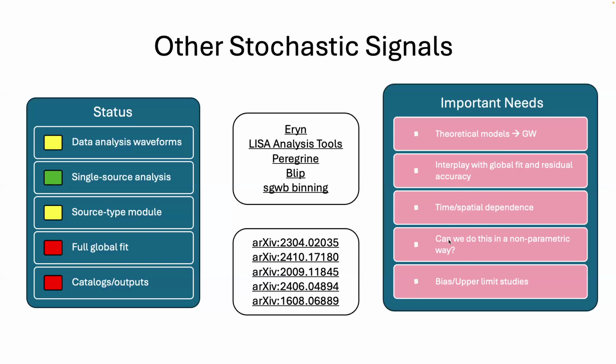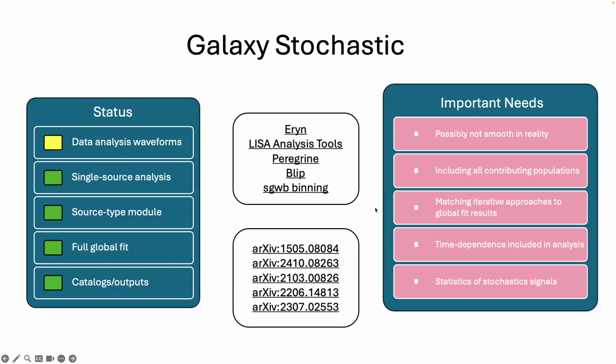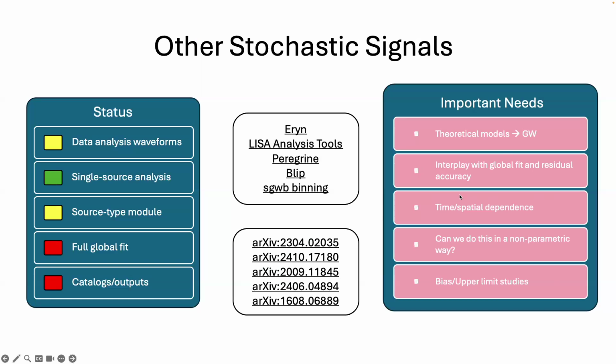Can we do this in a non-parametric way? Once again, similar to the last slide, there's a trade-off in terms of how smooth things are and our ability to actually constrain things, and to understand then bias and upper limit studies on these different types of backgrounds, and how to use the upper limits we can get for science and whatnot. Any questions on that before I go to the last category of updates, which is noise? Any questions on the backgrounds, foregrounds?